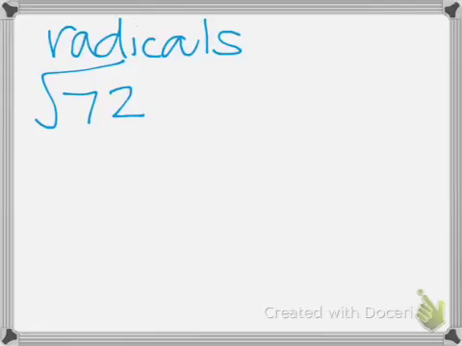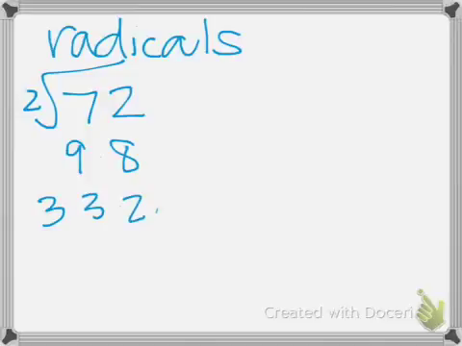Now on to simplifying radicals. So there's an understood 2 here, and since 72 is not a perfect square, we're going to be breaking it up and taking out groups of 2 outside of the radical to simplify it. So 72 breaks up into 9 times 8, and that breaks up into 3 times 3 times 2 times 2 times 2.